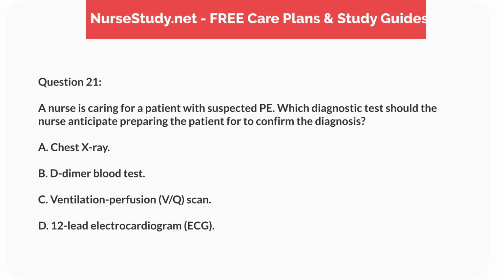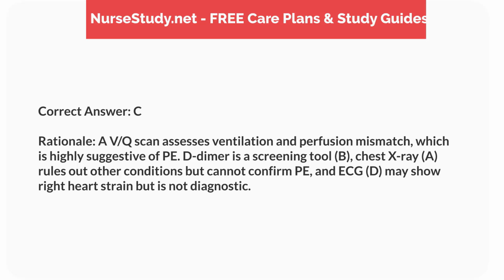Question 21. A nurse is caring for a patient with suspected PE. Which diagnostic test should the nurse anticipate preparing the patient for to confirm the diagnosis? A. Chest X-ray. B. D-dimer blood test. C. Ventilation perfusion, VQ, scan. D. 12-lead electrocardiogram, ECG. Correct answer, C.